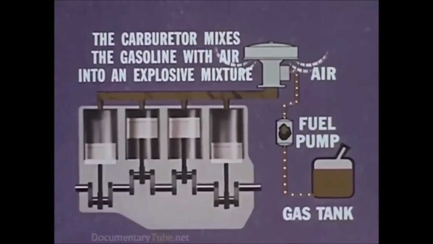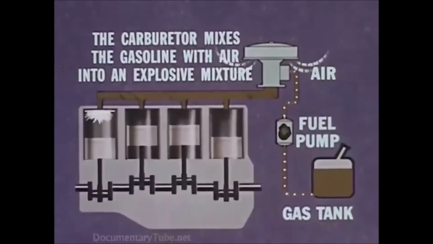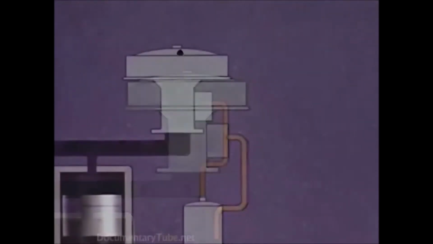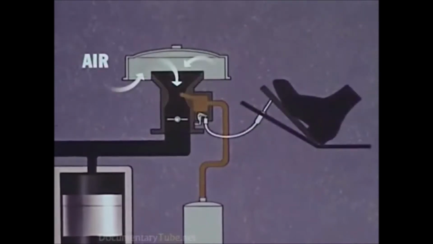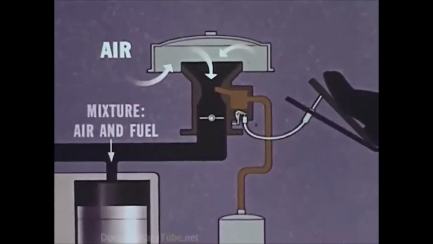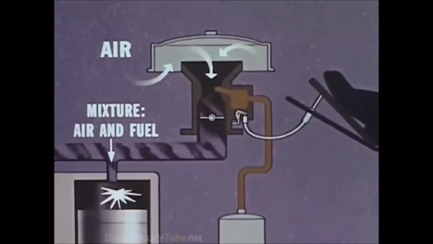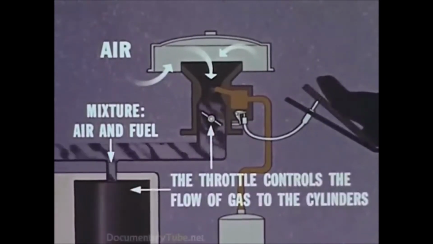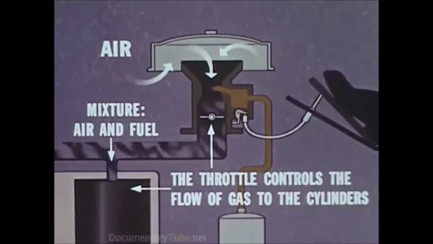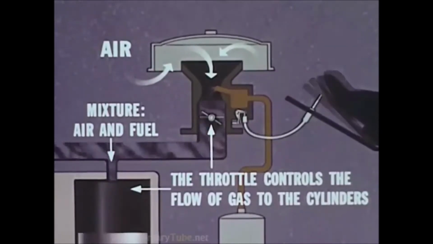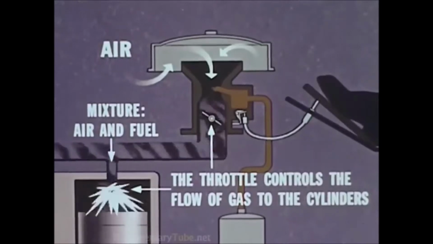The carburetor mixes the gasoline with air to form the explosive mixture that drives the pistons. Here's a closer view of the carburetor. A linkage connects the accelerator pedal with a valve in the carburetor. Stepping on the gas opens this valve wider, increasing the gas flow and speeding up the engine. Easing off on the pedal reduces the flow and the engine slows down.